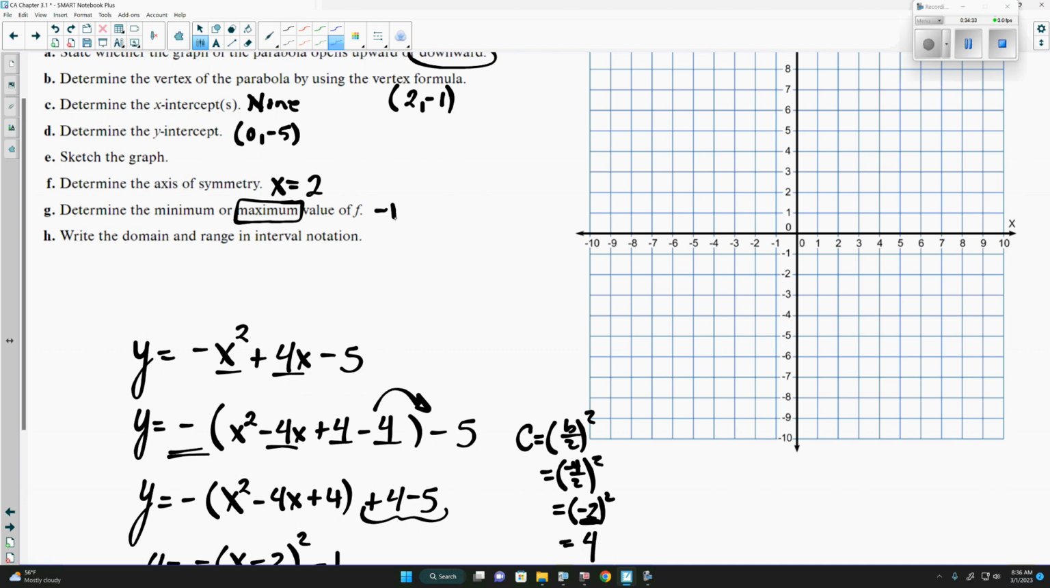The domain is negative infinity to infinity. The range. So if we have a maximum value, that means we'll have a highest point that it'll reach. If we have a maximum, the bracket goes on the right, parentheses goes on the left. If it's a minimum, bracket goes on the left, parenthesis goes on the right. Because what we're saying, the lowest spot for this is negative infinity, and the highest is negative 1.